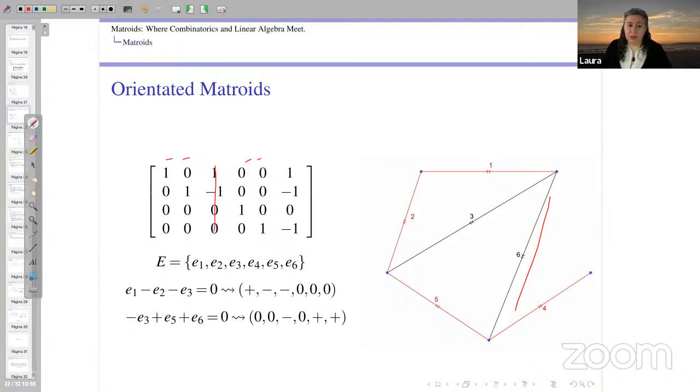And if you pay attention to the orientation, that tells you the signs of the elements that you need to add. So it tells you what linear combination you need to use. Is that your question? Yes, that was my question. Thank you. Yes. So this is a different way.